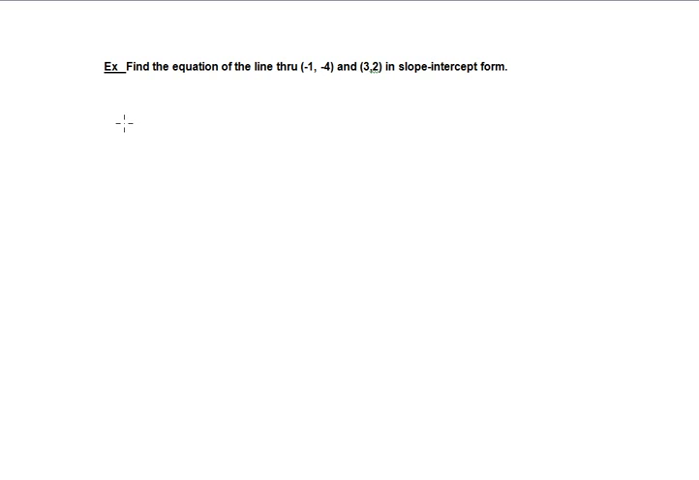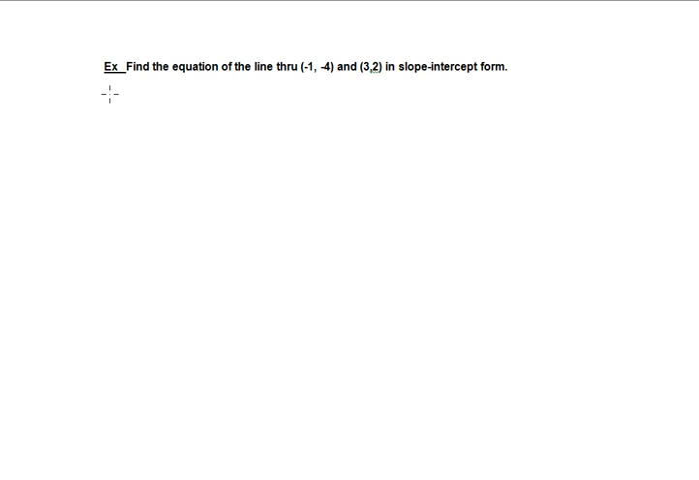One relatively common type of problem is to find the equation of a line based on some given information. And in this case, the information that's given is the coordinates of two different points.